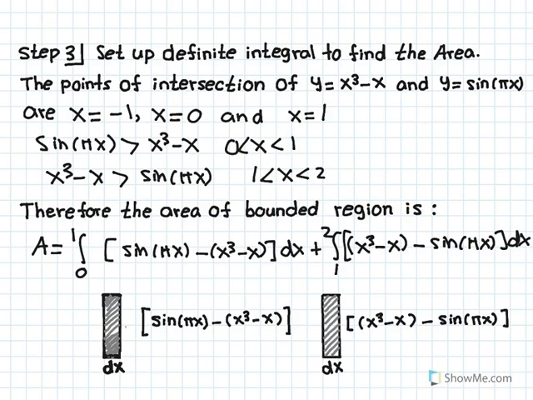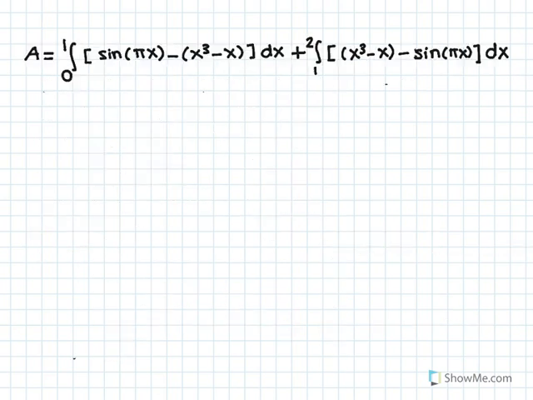So we have drawn two rectangles here. So this is y top minus y bottom in the interval x between 0 and 1. And here we have y top minus y bottom in the interval between 1 and 2. All right, so now we have to solve this. We have area is equal to the integral from 0 to 1 of sine pi x minus x cubed minus x dx. And from 1 to 2, the cubic function is the top function. That's x cubed minus x minus sine pi x.